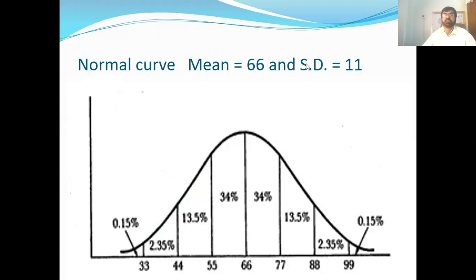If the mean is 66 and the standard deviation is 11, then experimentally, if you make a curve, it will cover 68% of the area at 1 standard deviation. At 2 standard deviations, this area is 13.5%. If you put together this area and the whole area, that will become 95%. And this area is 2.35%, 2.35%. If you add up all these 3 areas and all these 3 areas, the total will make 99% of the area.